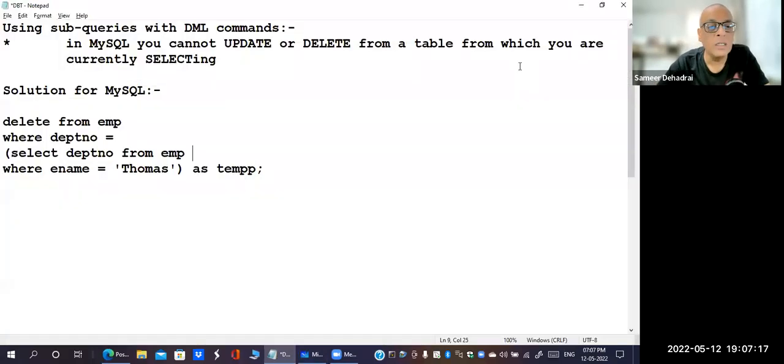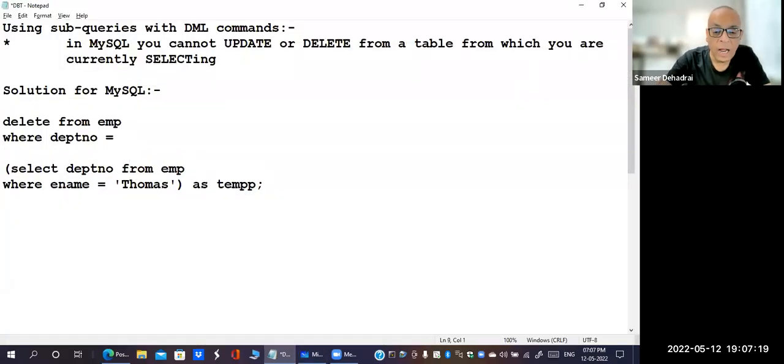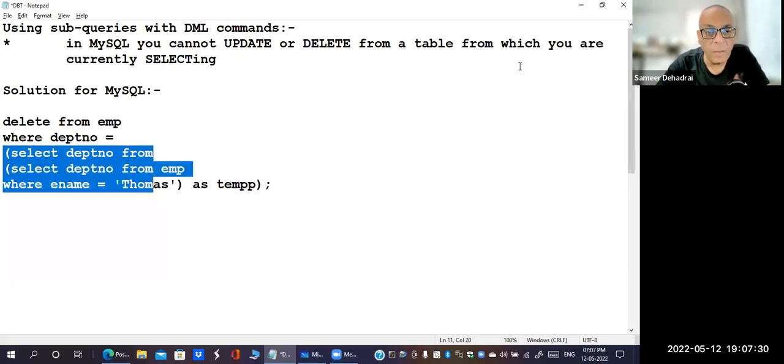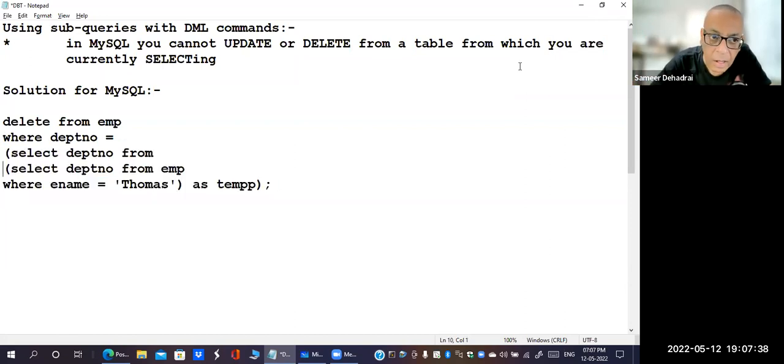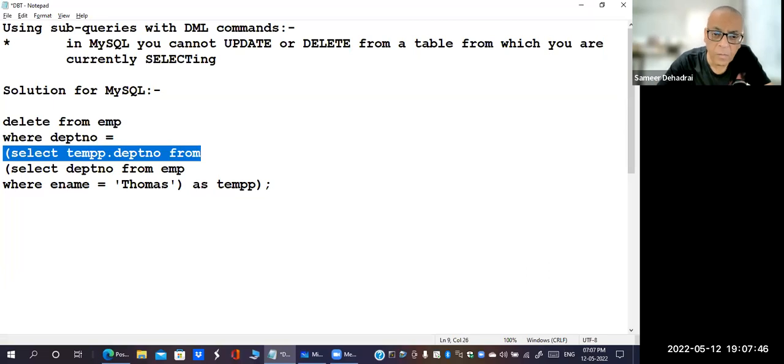So what I'll do is, over here, I will select department number from this temp table. If I'm selecting department number from the temp table, on that basis, I can delete from EMP. And just to ensure that there is no ambiguity, I will select temp.department number.